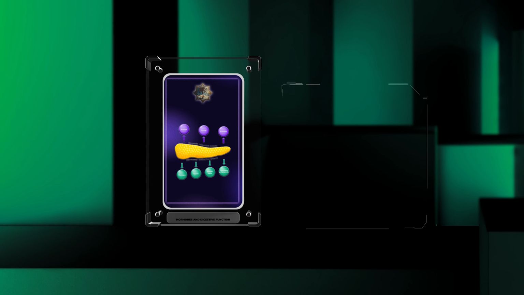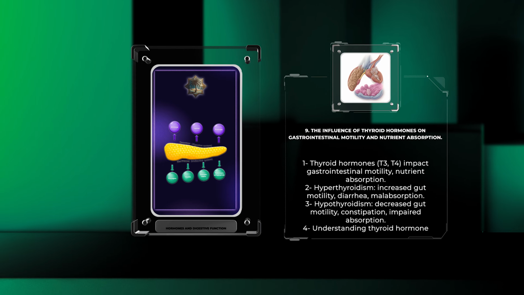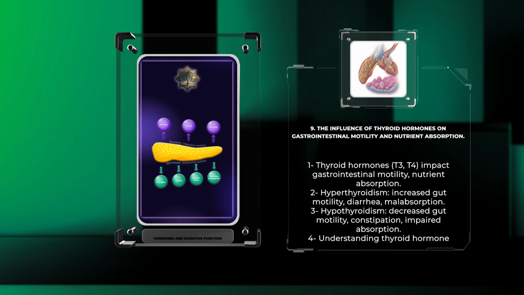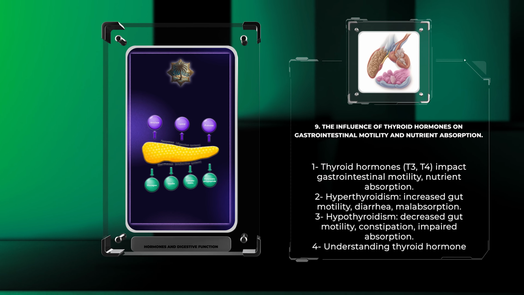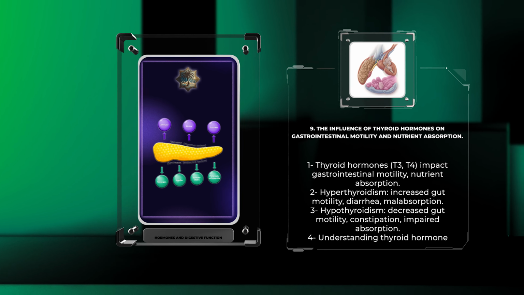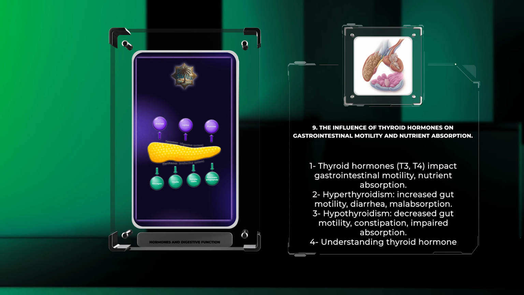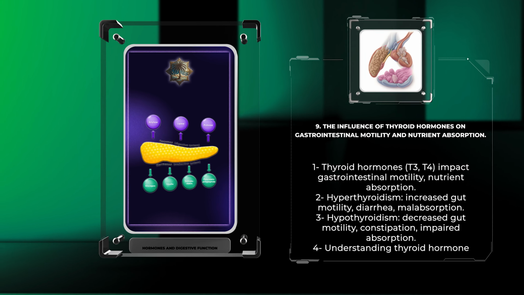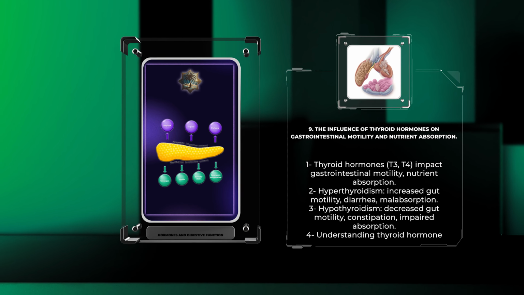Thyroid hormones, primarily triiodothyronine, T3, and thyroxine, T4, have a significant impact on gastrointestinal motility and nutrient absorption. Hyperthyroidism, characterized by excessive thyroid hormone production, can lead to increased gut motility, resulting in diarrhea and malabsorption of nutrients. Conversely, hypothyroidism, characterized by decreased thyroid hormone levels, can cause decreased gut motility, leading to constipation and impaired nutrient absorption. Consequently, understanding the influence of thyroid hormones on gastrointestinal function is crucial for diagnosing and managing thyroid-related digestive disorders.